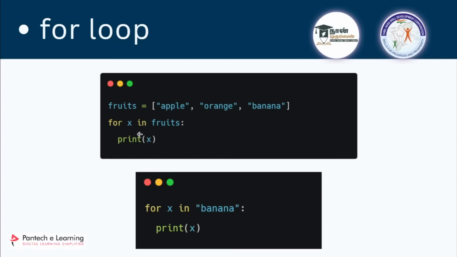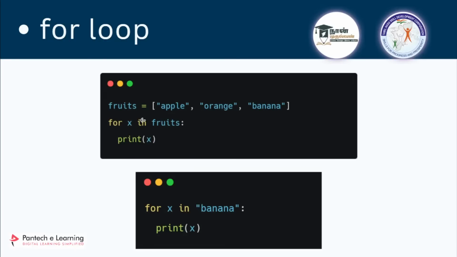So what will happen is, this for loop will go into this fruits and take the first element, apple. In the 0th index it is apple, right? It is going to take this apple, store it in the variable x, and print x now. This is the body of the for loop. I am just printing it, and once this body is completed, it goes and takes the next iteration.